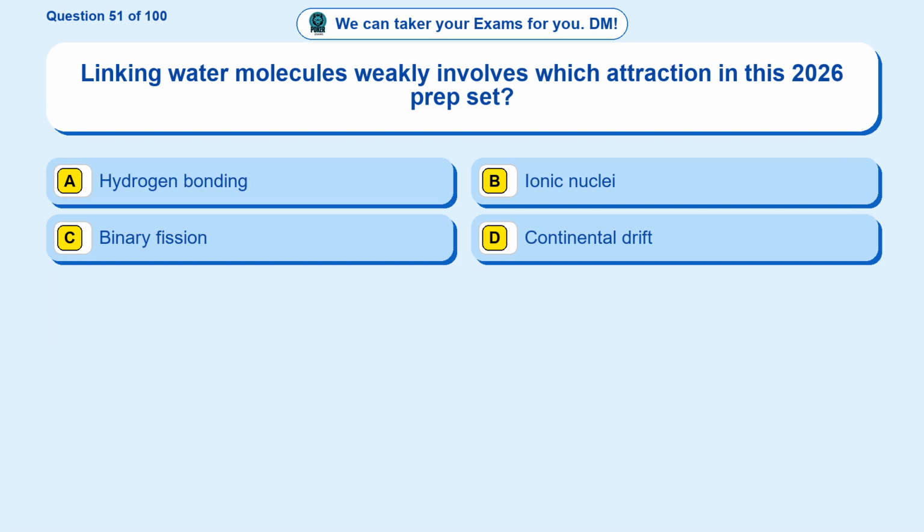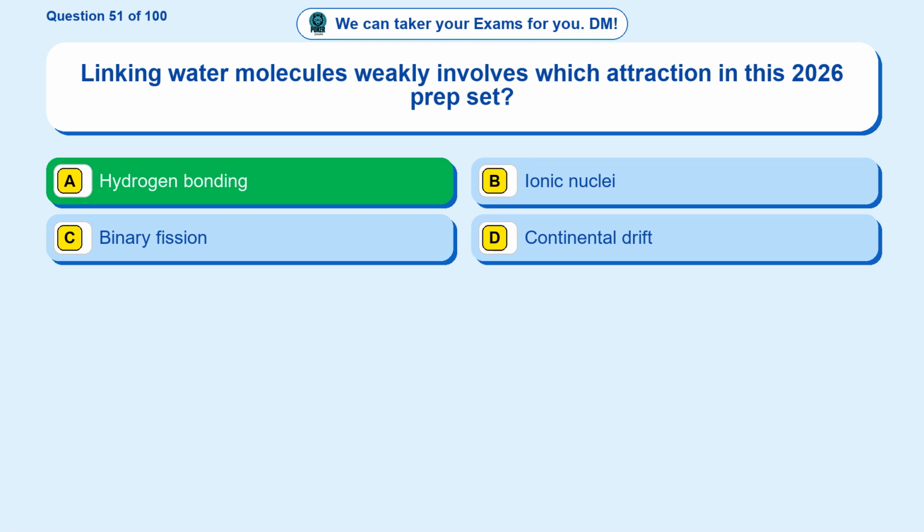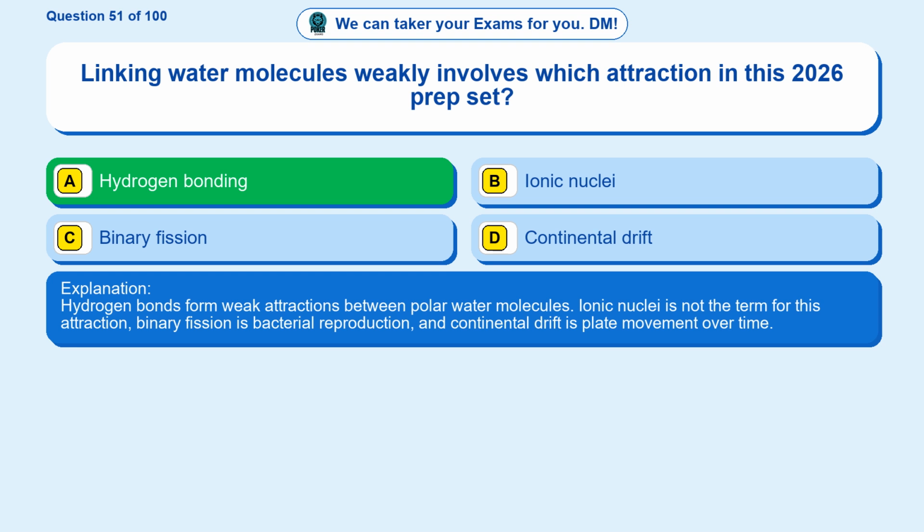Question 51. Linking water molecules weakly involves which attraction in this 2026 prep set? Option A, hydrogen bonding. Option B, ionic nuclei. Option C, binary fission. Option D, continental drift. The correct answer is option A. Hydrogen bonding. Hydrogen bonds form weak attractions between polar water molecules. Ionic nuclei is not the term for this attraction, binary fission is bacterial reproduction, and continental drift is plate movement over time.